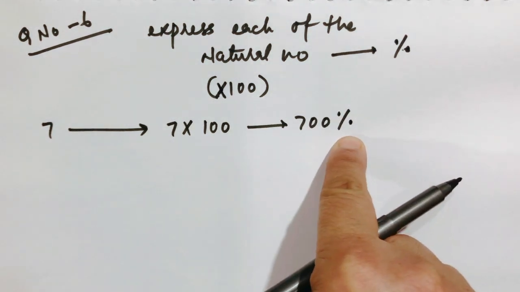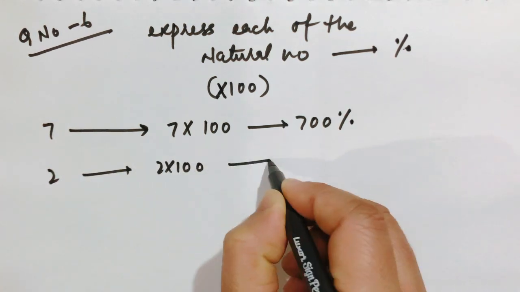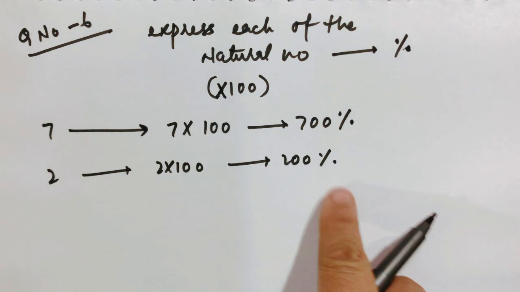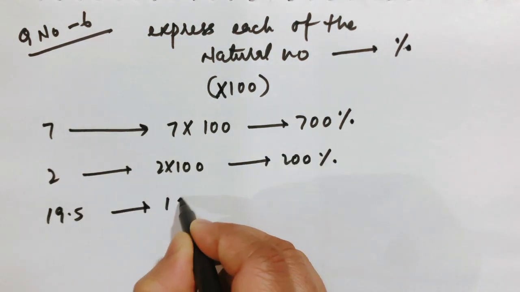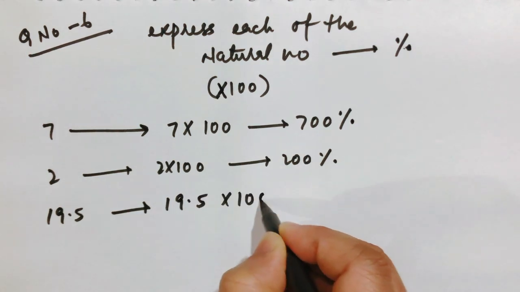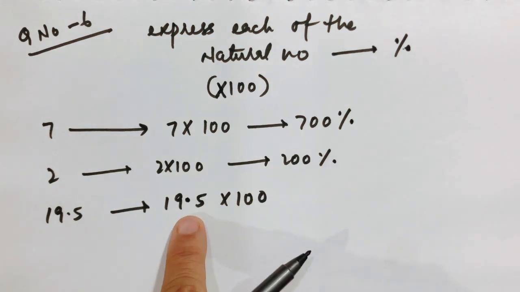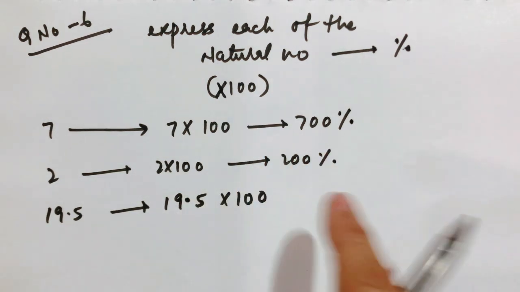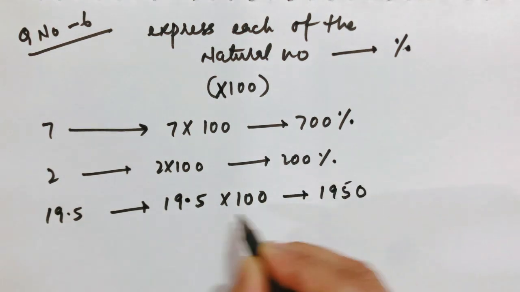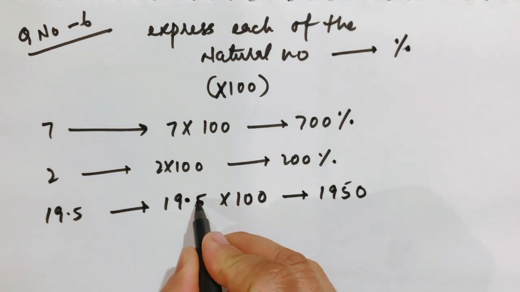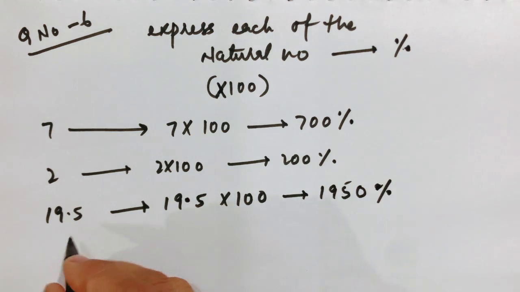Do not forget to put this particular sign, my dear. 2 times 100, 200%. Do not forget to put this sign, my dear. 19.5 times 100. Whenever you multiply a decimal number by 100, the decimal moves towards the right hand side. Multiply means right hand side. So this will become 1950. Two places towards the right hand side. You lose the 5 and you put a 0. Percent.